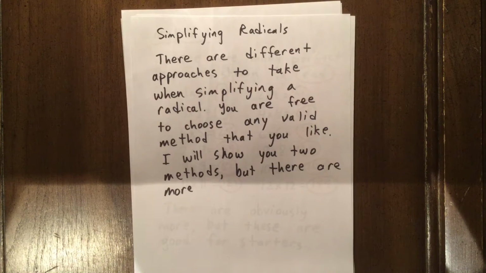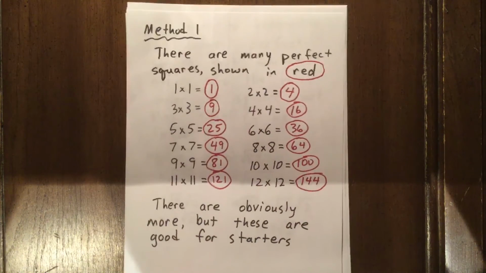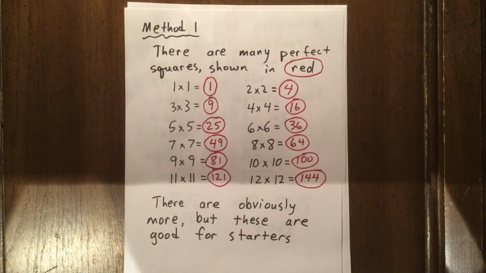Today's lesson is on simplifying radicals. There are different approaches to take when simplifying a radical. You're free to choose any valid method that you like. I'll show you two methods, but there are more. Method 1 is actually the one that I use.